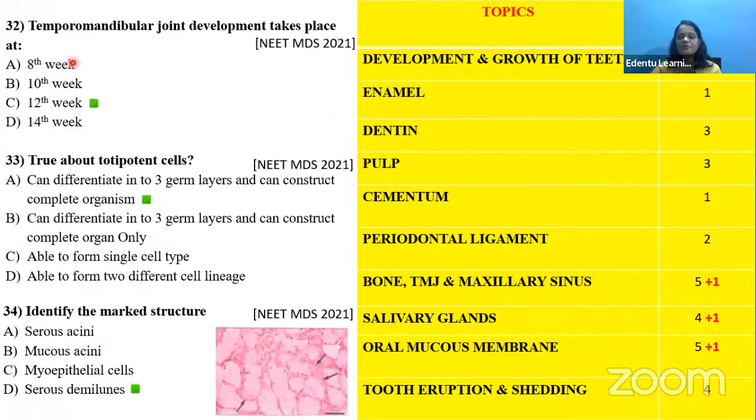Next question, the temporomandibular joint development takes place at, like I had already told you, all the structures seen here. You can look at the chapters here and identify the enamel, dentin, pulp, cementum, PDL, TMJ, salivary glands, and everything. When the development is taking place, you must be really thorough regarding that. TMJ development usually takes place by the 12th week in utero. So we'll put it under the TMJ topic here. True about totipotent cells.